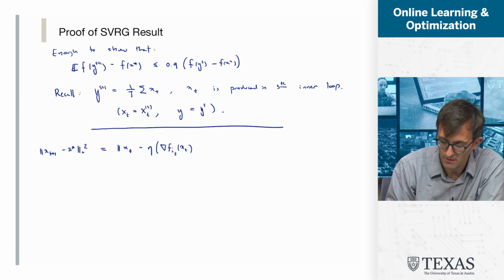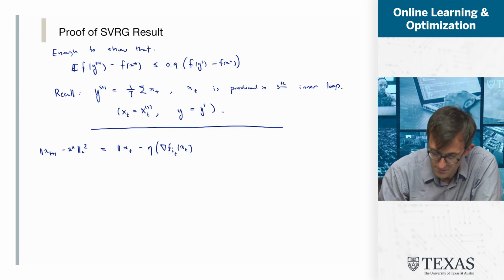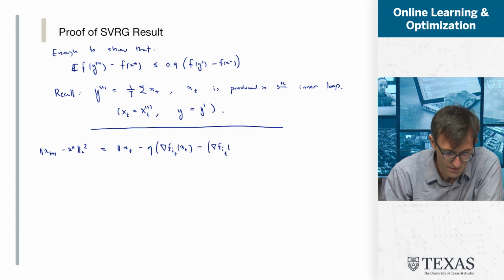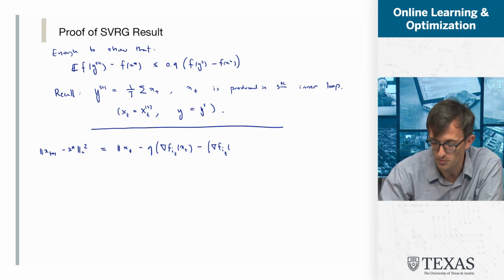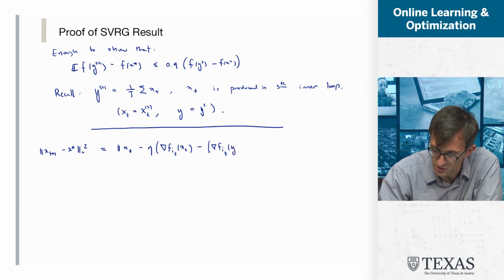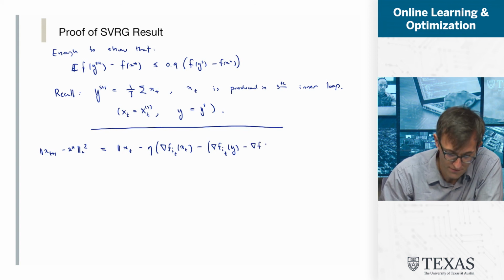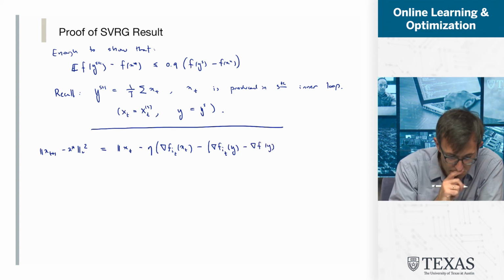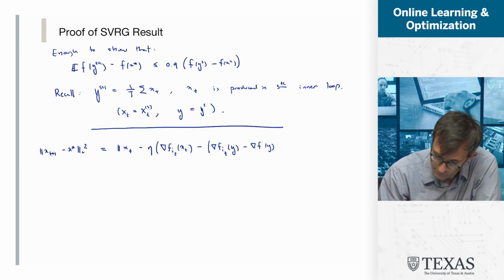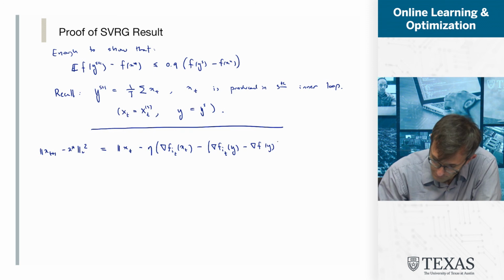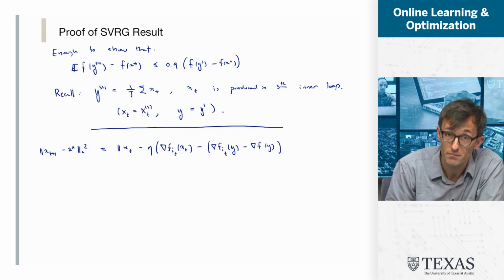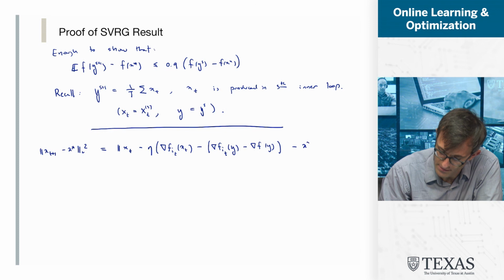x_t minus my recentering. So minus the gradient of f_i, same i_t, but evaluated at y. This is the y that doesn't change. This is the y from the outer loop. Again, I'm not going to write y_s, I'm just going to write y. Minus the full gradient of f, again, evaluated at y. So this is x_{t+1}, what I've written, and I still need my minus x star.